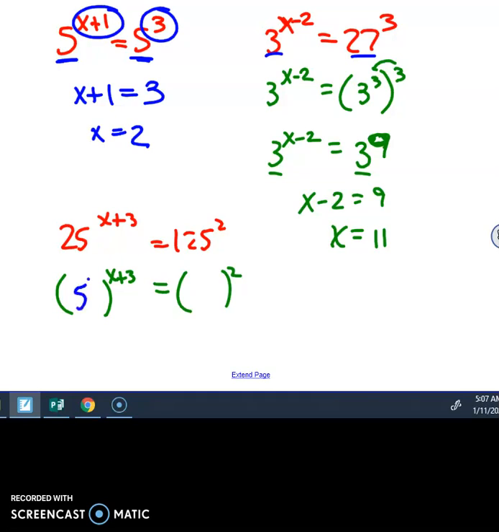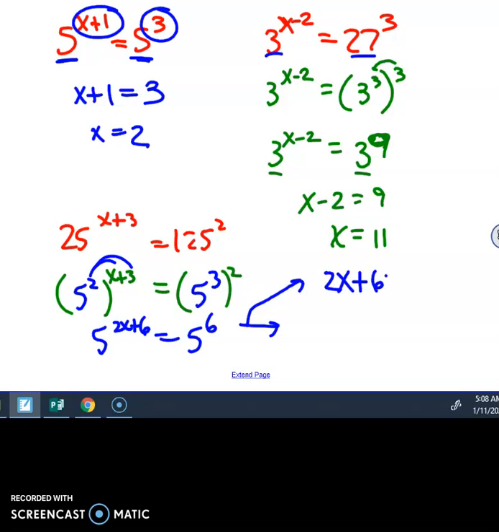So hopefully you decided that 5 is the base. So 5 squared is 25, and 5 cubed is 125. If I get rid of the parentheses by multiplying through by the 2 times the 2x plus 3, I'm going to get 2x plus 6, and 5 to the 6th, because 3 times 2 is 6. Since the bases are the same, our focus becomes the exponents. So what value for x will make both exponents equal to 6? Subtract 6 from both sides, so 2x equals 0. Divide by 2, and x is equal to 0.